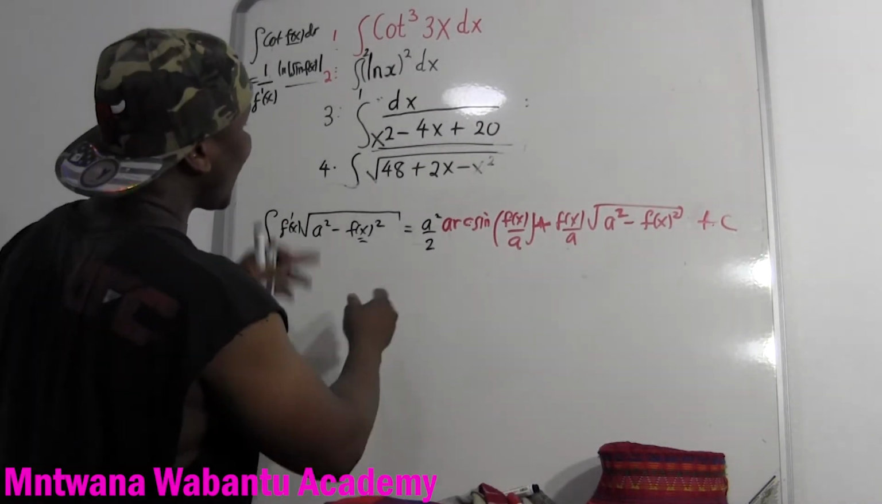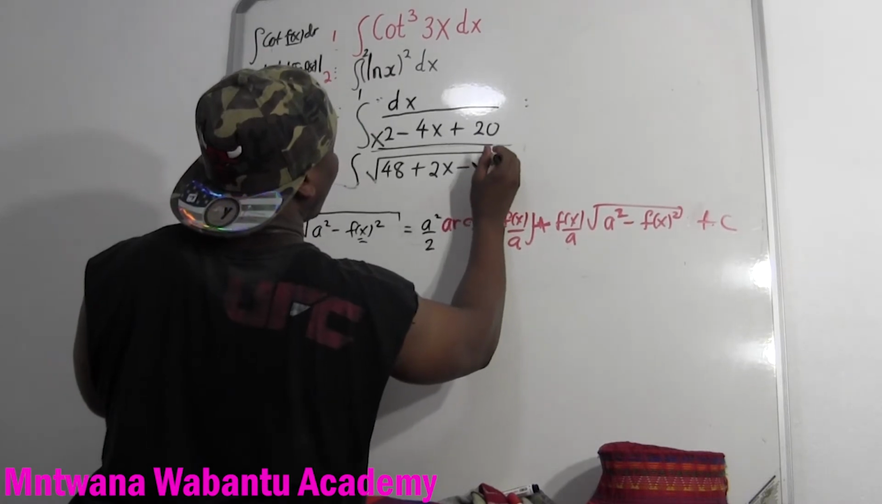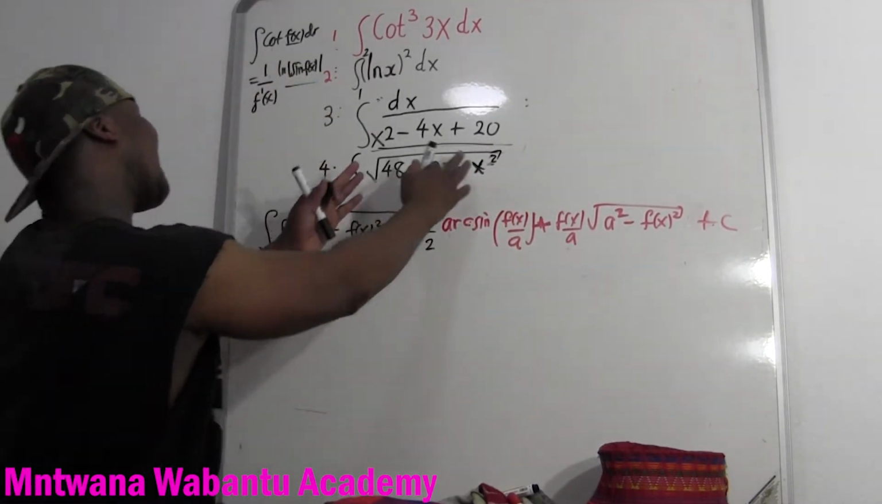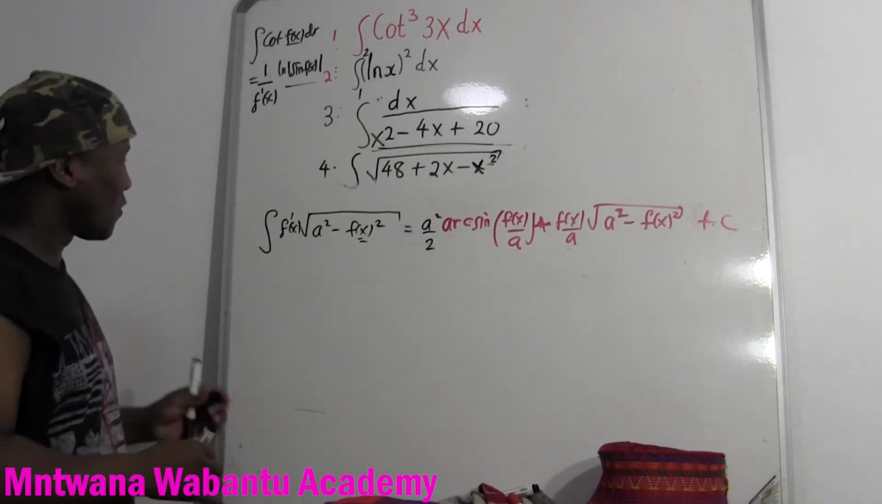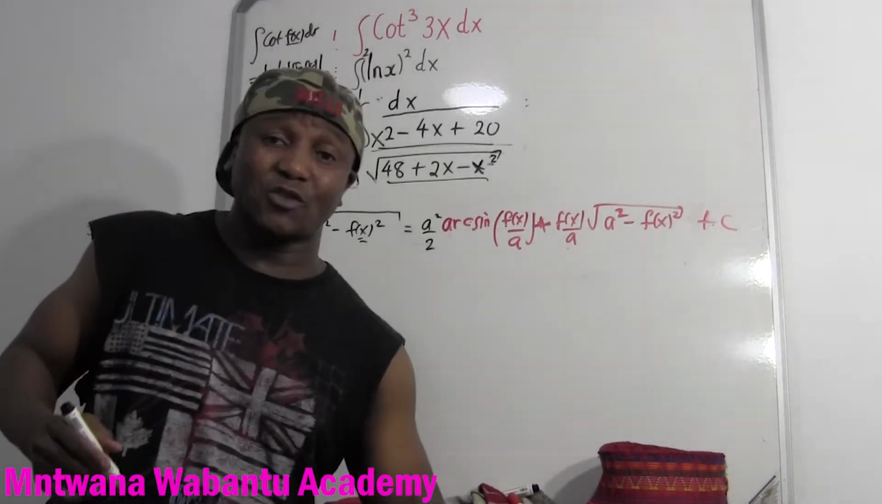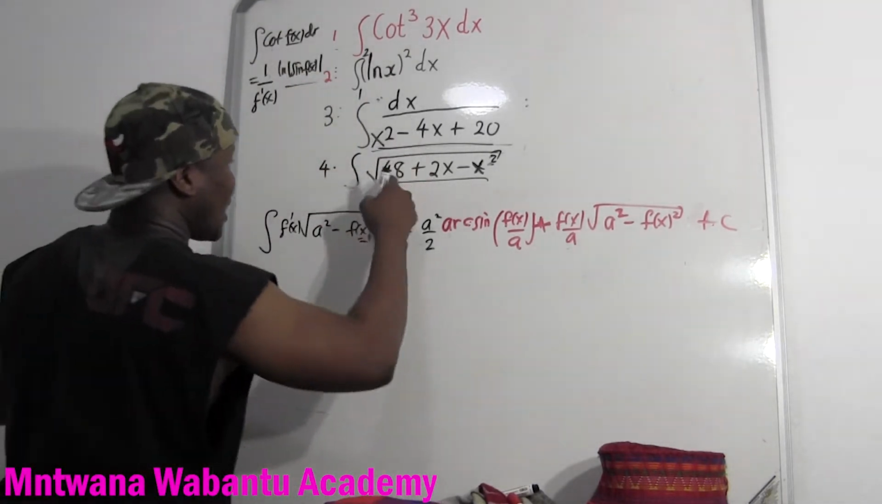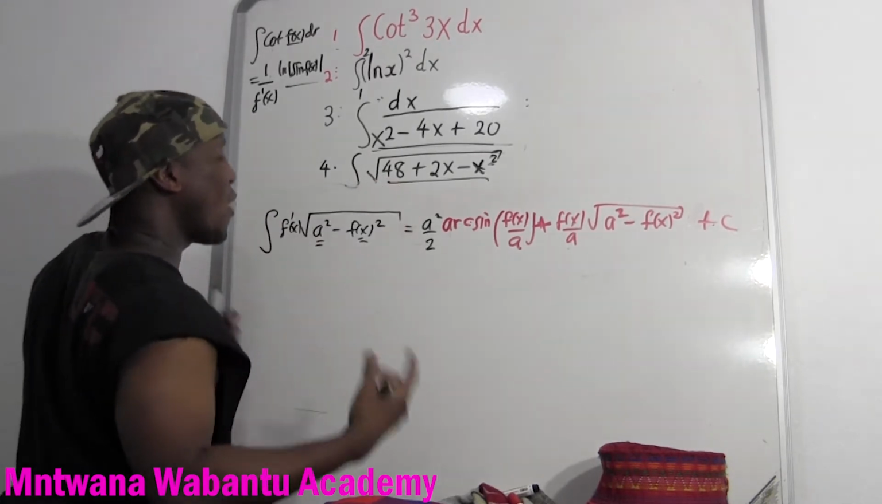So now, if I look carefully, can you see the format? It can look like this, but it's not the same. So I'm going to have to play around so I can make it look like that. First and foremost, I'm going to complete the square. You need to know how to complete the square because it plays a major role in this type of question. First, I need to have a square. This is not a square, so I have to get the square of a number.